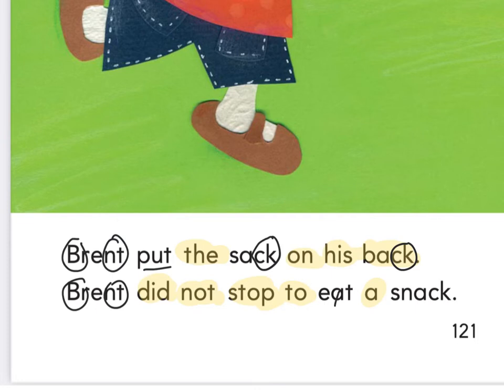Yeah, so I'm going to mark through the A and kind of rainbow to that E because the first one gets to do the talking. Eat. All right. And then I see sn and CK at the end of this word. Snack. Good job, Seth. Snack. We got Brent put sack. Brent eat snack. All right.